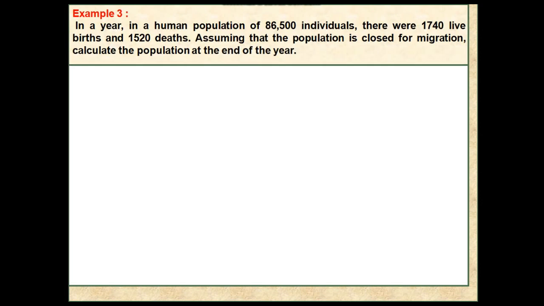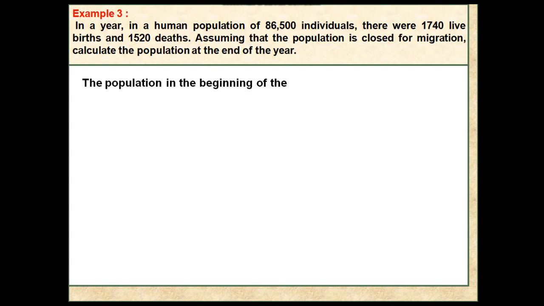Example 3. In a year, in a human population of 86,500 individuals, there were 1740 live births and 1520 deaths. Assuming that the population is closed for migration, calculate the population at the end of the year.